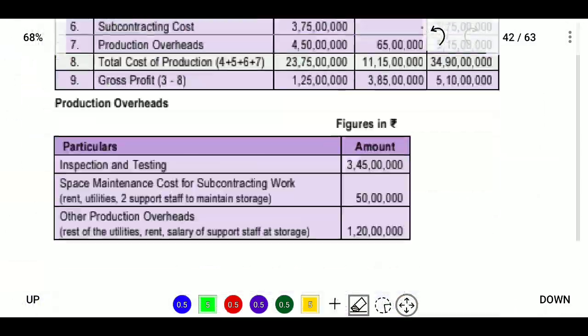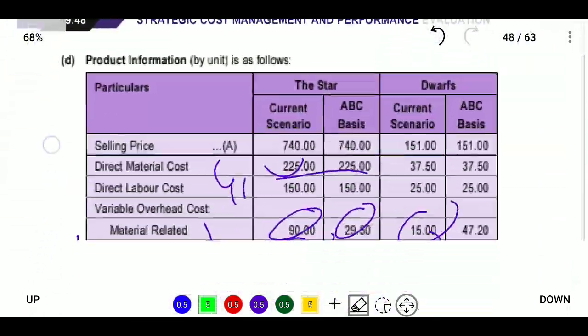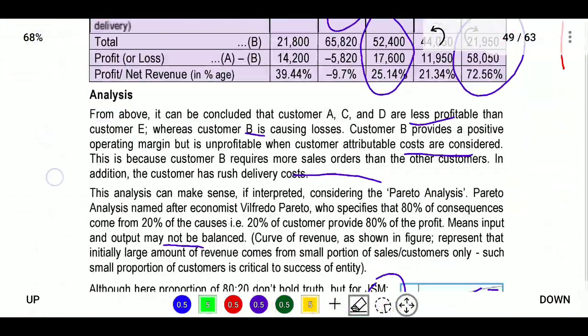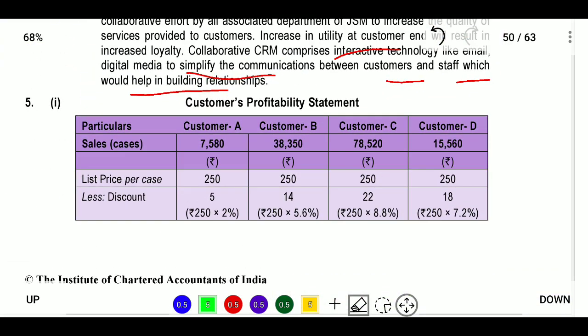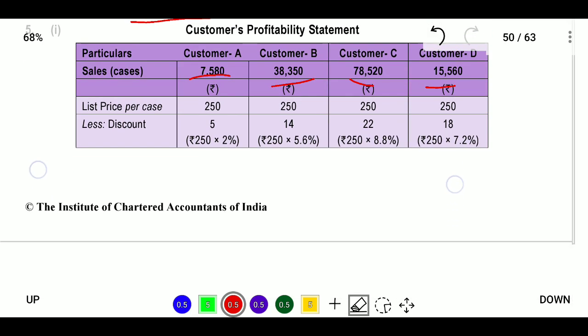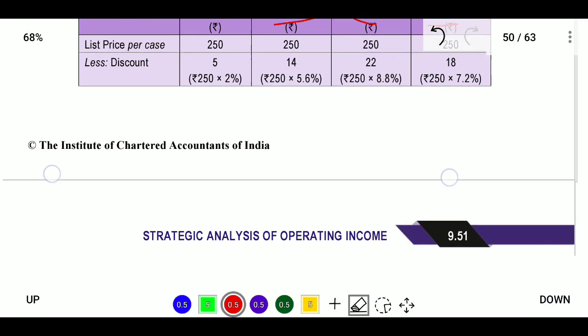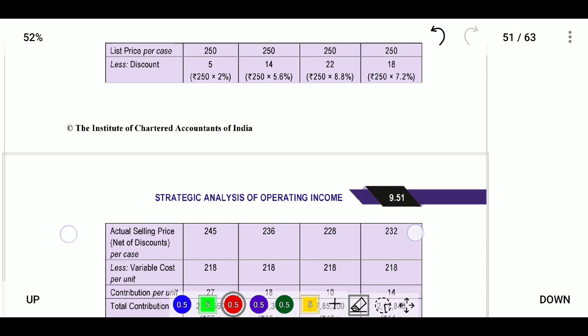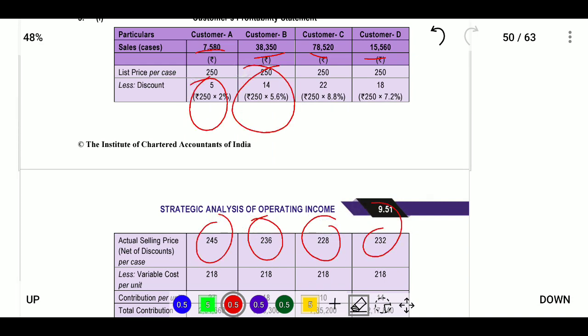Next, let's see the answer. Question number 5. What is there in question number 5? Answer 5. Let's see what we discussed, which they provided. So for sales, we will take the quantity. After that, list price was provided as 250. For discount, they provided the discount. With this information, we get the balancing figure and we will calculate the percentage.